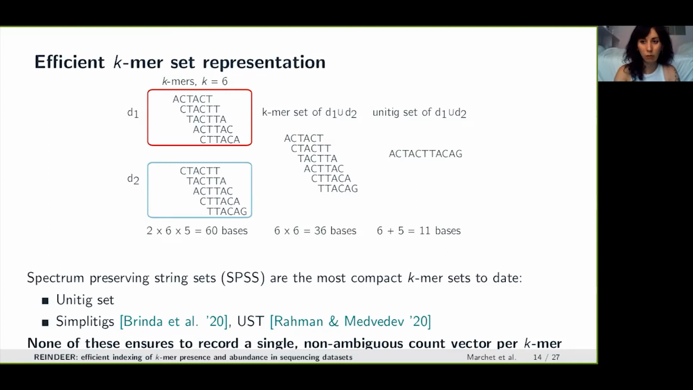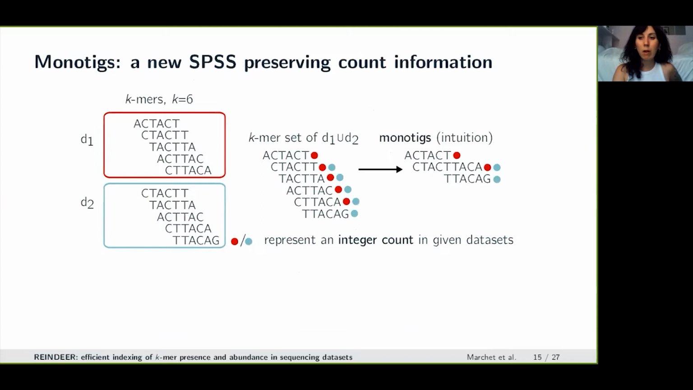So we came up with another solution, which is monotigs. Again, let's start with these two datasets, D1 and D2. We have this full union set of k-mers from D1 and D2. Some k-mers have a count in D1 but not in D2, or a count in D2 but not in D1, or a count in D1 and D2. And let's say that these two counts here are the same as here, here, and here. So the intuition behind monotigs is to perform assembly if and only if the k-mers have the same count vector.